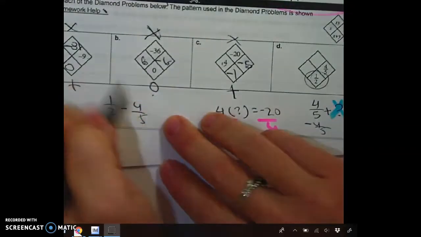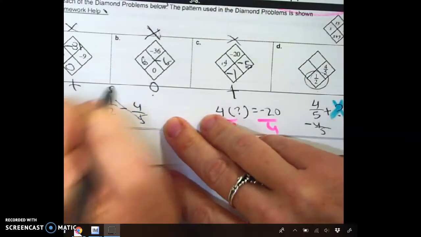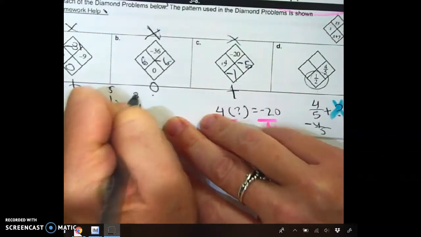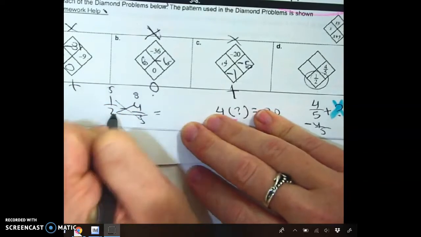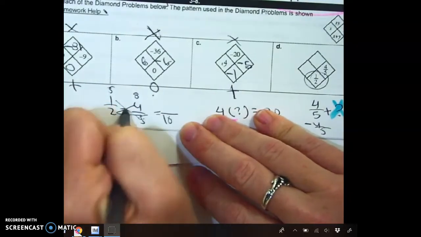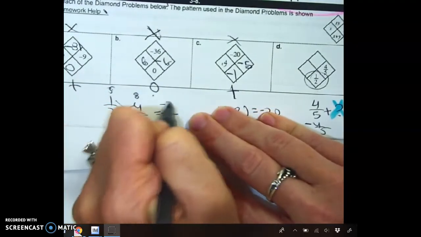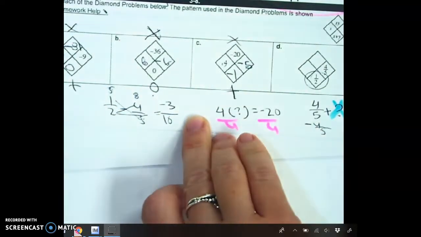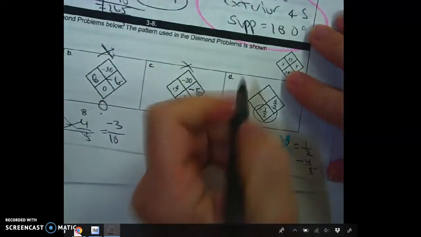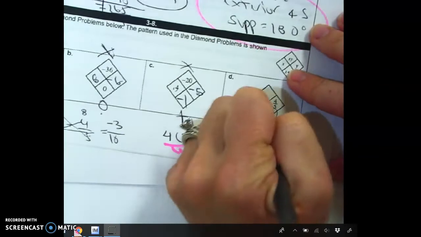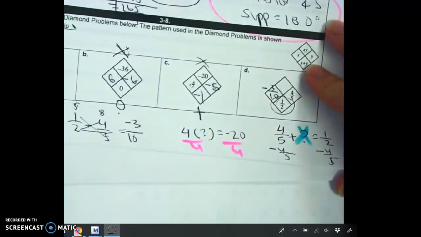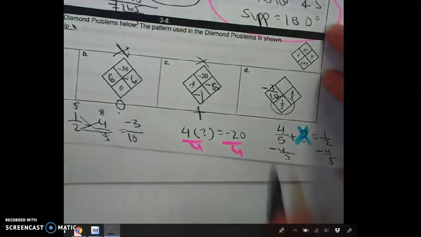Just to remind you about a trick, you multiply this times this, multiply this times this, multiply that times that. And since it's minus, I go 5 minus 8, negative 3. So now I know this is negative 3/10. That was a hard one, okay? This is just taking it a little bit over the top.